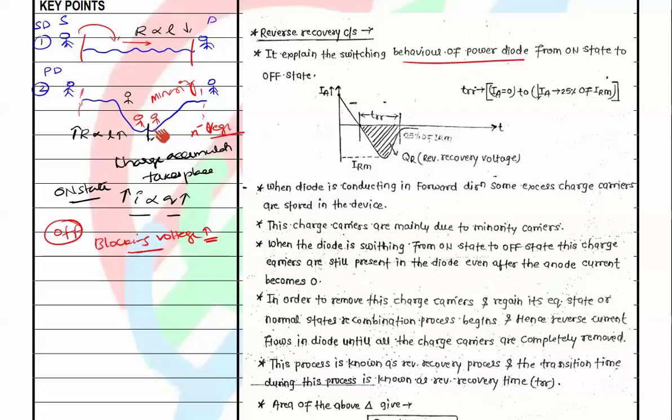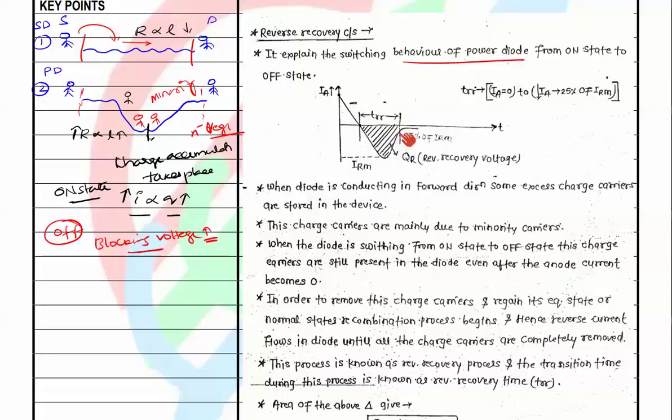So observe here, the anode current decreases from a positive value slowly to zero. But when you are removing the charge carriers, the charges are moving, which is nothing but current. Earlier the charges were moving in this direction, so that current is positive. Now when the current stops, the excess charge carriers have to be removed. That means the current moves in the reverse direction, so the current has a negative slope here. So here we have seen the reverse recovery characteristics of the diode.